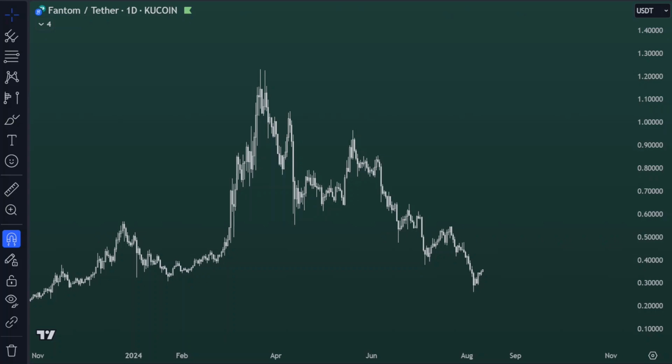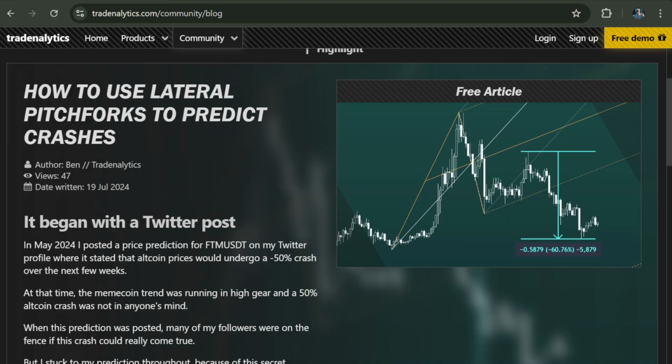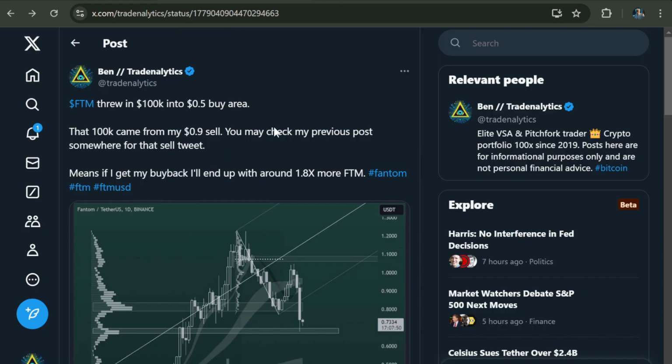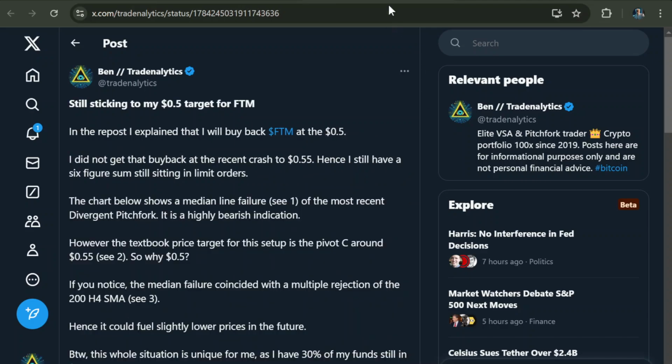Okay, everyone, today I'll be talking about Phantom and my prediction from $1 to 0.4. The tweet that I wrote is here. You can see it in my Twitter account, Tradenalytics. That's where I wrote the initial price target, which was around 0.5. Then I revised it to 0.4.